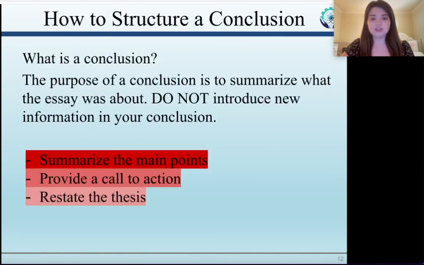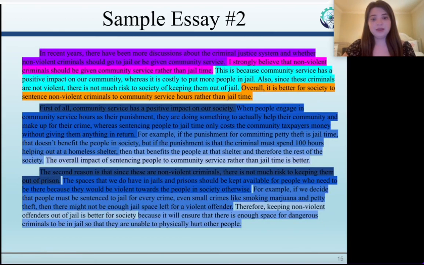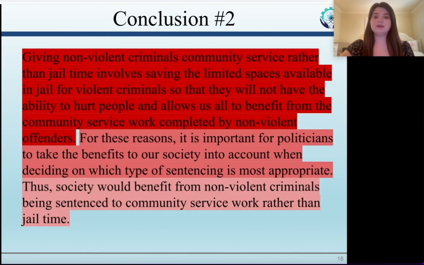So, what's the first thing we do in our conclusion? We summarize the main points. So, what were the main points in this essay? The main points were basically that there are more benefits to our society by giving people community service who are nonviolent offenders rather than giving them jail time. So, let's see what I said. I said giving nonviolent criminals community service rather than jail time involves saving the limited space available in jail for violent criminals so they will not have the ability to hurt people, and allows us all to benefit from the community service work completed by nonviolent offenders.